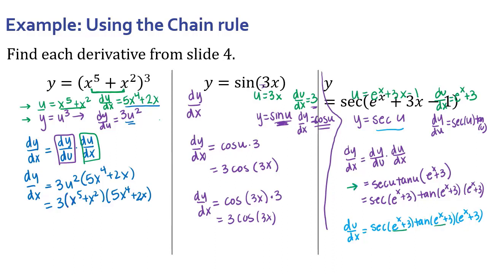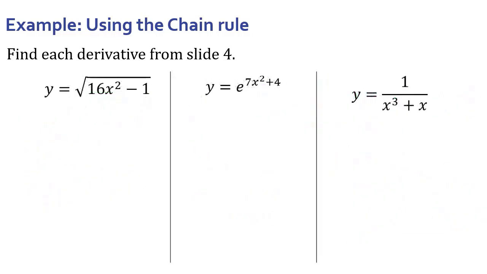You're seeing that we're calling that a u. And the chain rule at first is really weird, so just stick with it and you're going to start to see it becomes more like second nature. So find each derivative from slide 4.